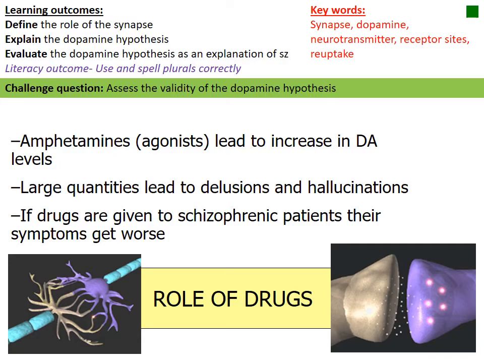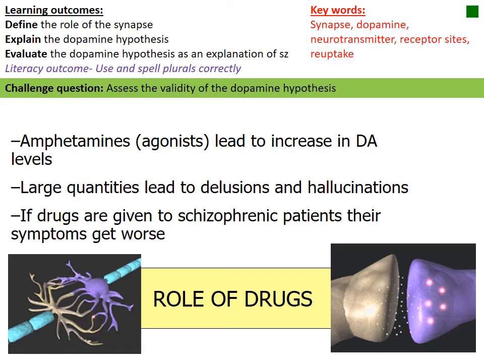Now, when we look at the role of drugs in proving the dopamine hypothesis, amphetamines are agonists, which means that they increase dopamine levels. Large quantities of amphetamines, when taken as a recreational drug, can actually induce hallucinations and delusions in the person taking it.